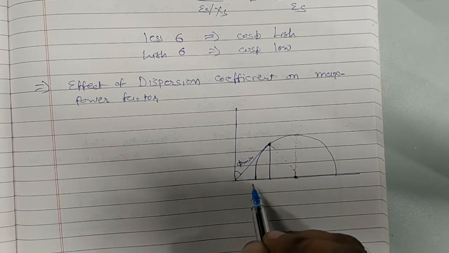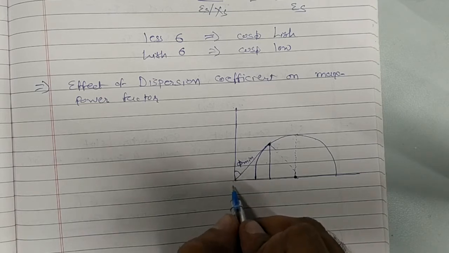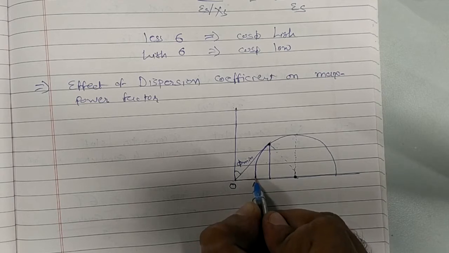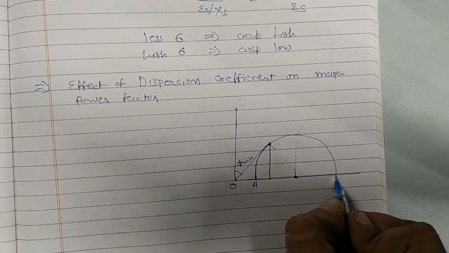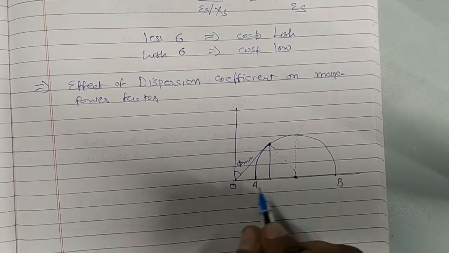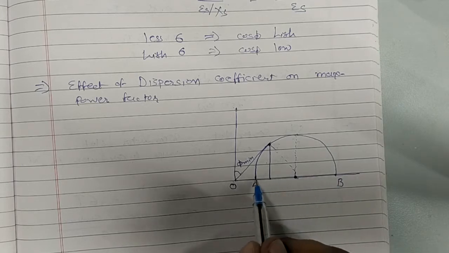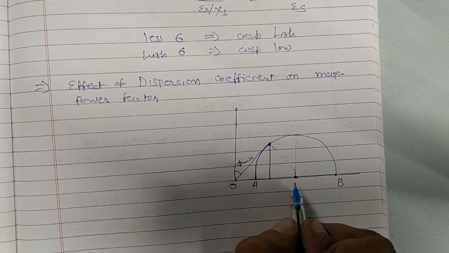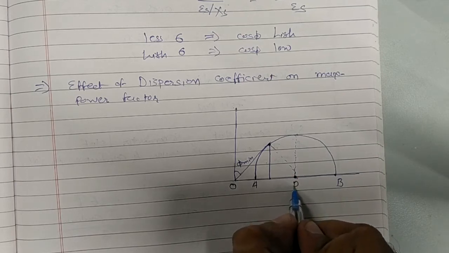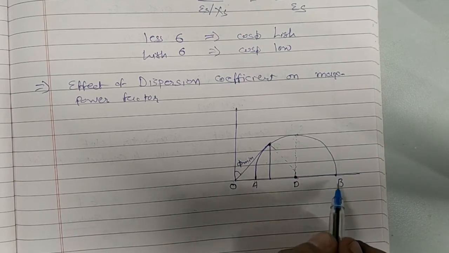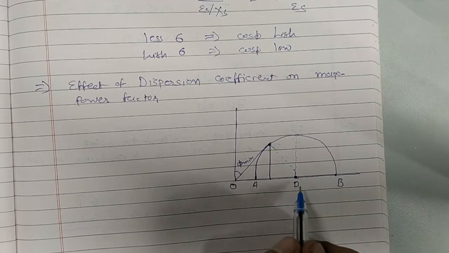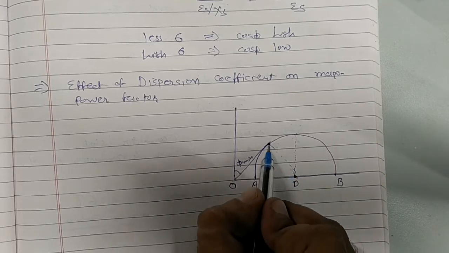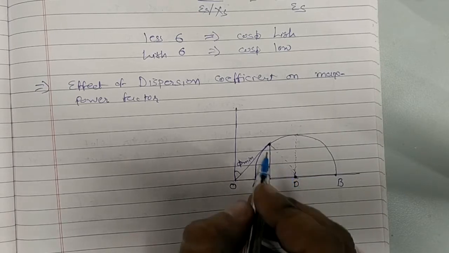Now let us indicate all the points. Let us say O is the origin, A is the starting point, and B is the ending point of my semicircle. So obviously this is the diameter, and half of that is the radius. Let us indicate D over here, so we can say that AD is equal to DB. Both are the radius. Similarly, this is also a radius from D to F.